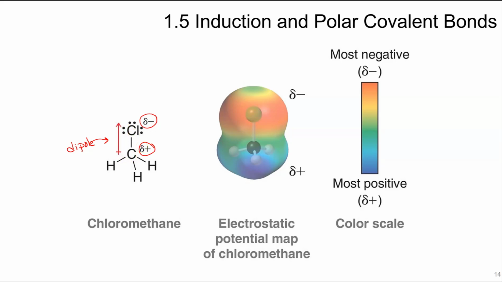We can also see it in electrostatic potential maps with chloromethane. You have a carbon that's positive, this area is the negative portion of it, and this is just the color scale. So you can see blue is the most positive, red is the most negative part.